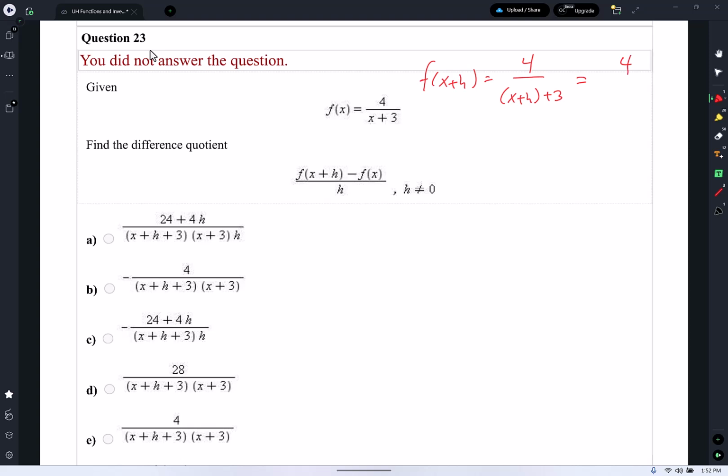But again, we reference Snoop Dogg. We can just drop them. X plus h plus 3, because there's nothing in front of the x. So there it is. Now we're going to do this expression.